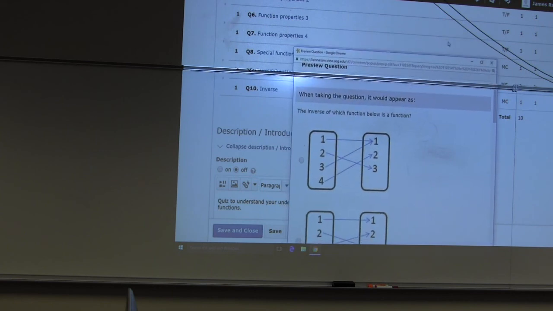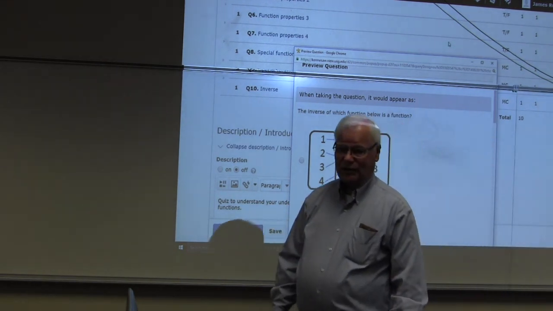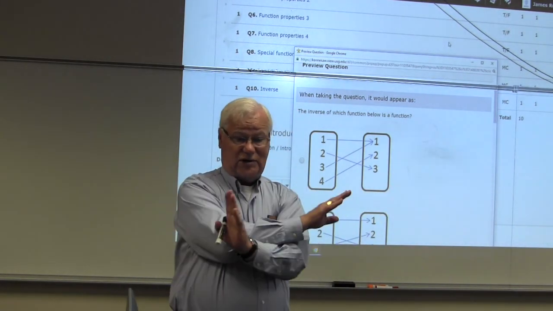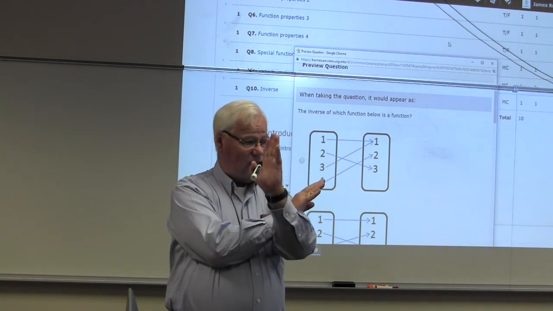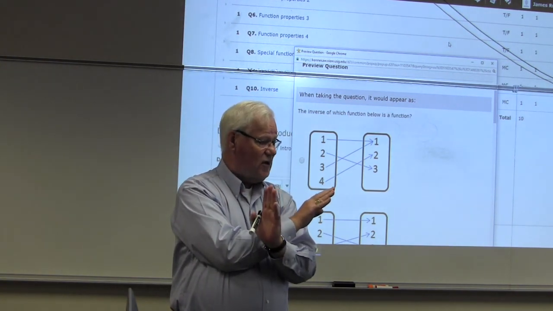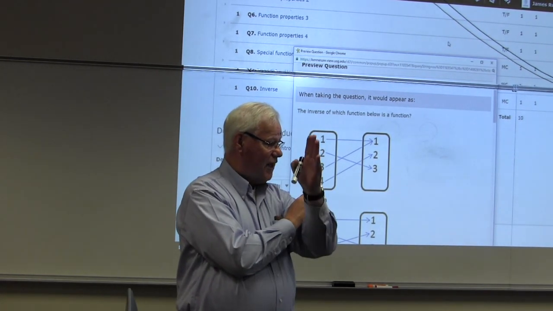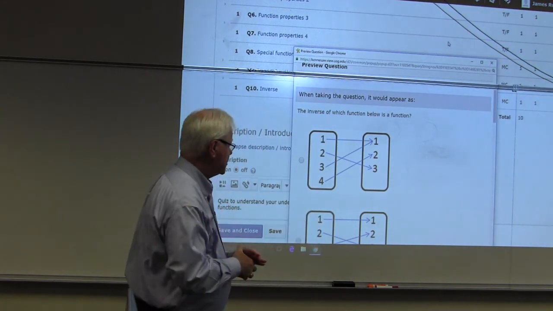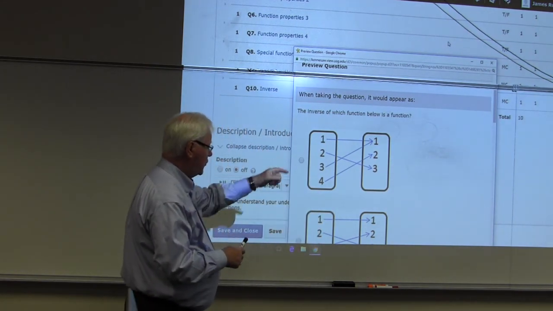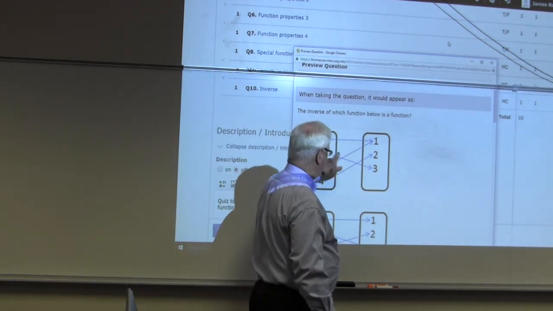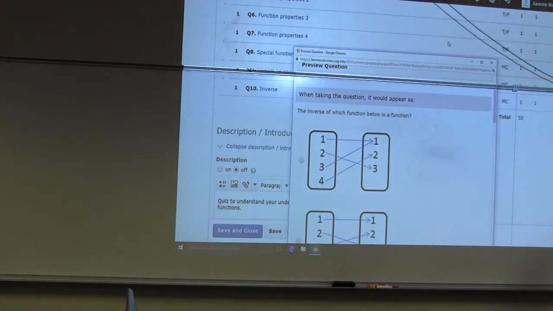Now, the inverse of which function below is a function? First of all, what are we looking for when we're looking for an inverse? One-to-one correspondence. It's got to be a one-to-one correspondence, yes, because when you reverse it, now the one arrow coming into each element says, okay, it can be a function. The other thing is that every element must have something coming out of it. So therefore, it's got to be a one-to-one correspondence. So this first one, not a one-to-one. We have 2-to-1 here. So that's not it.